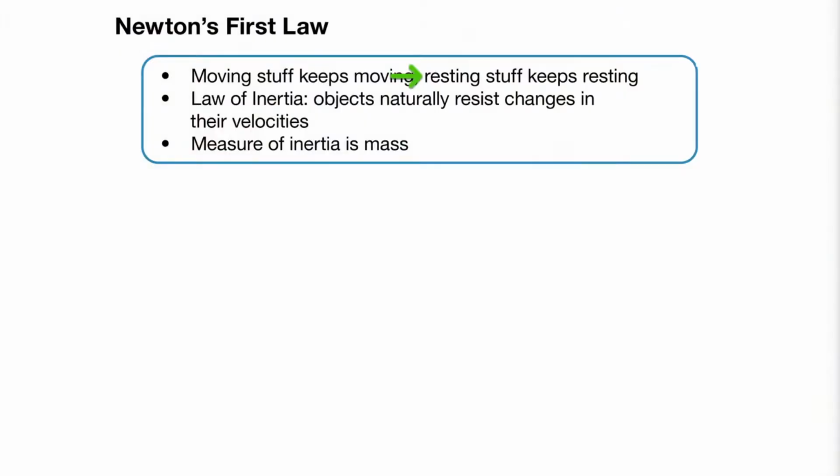Right? So when he's talking about changes in motion, he's talking about changes in velocities. The reason objects resist any changes to that velocity or state of motion is that they have this quantity of inertia. So this first law is sometimes called the law of inertia, and inertia is that resistance to changes in motion.